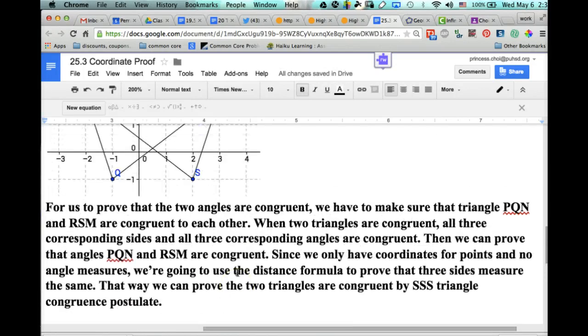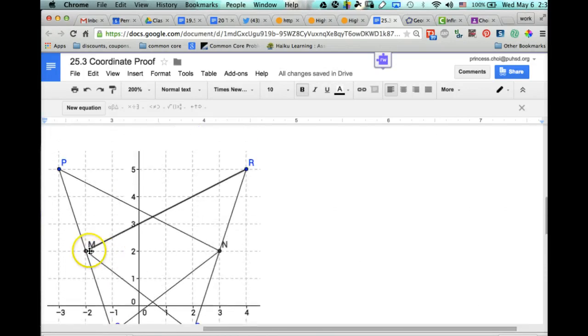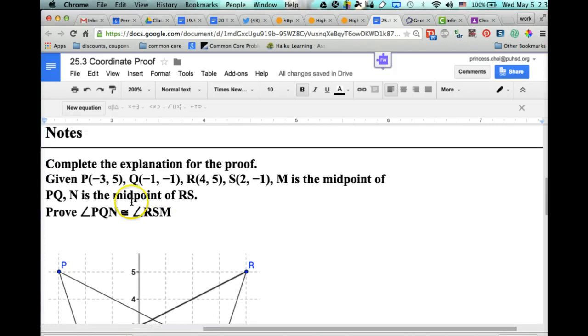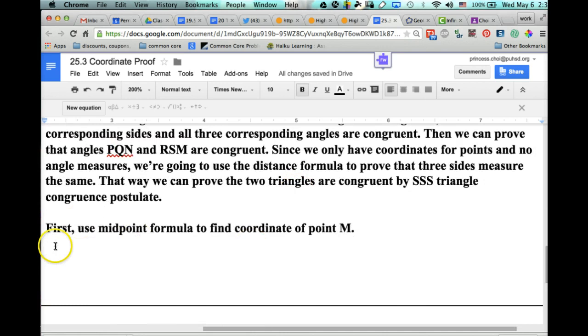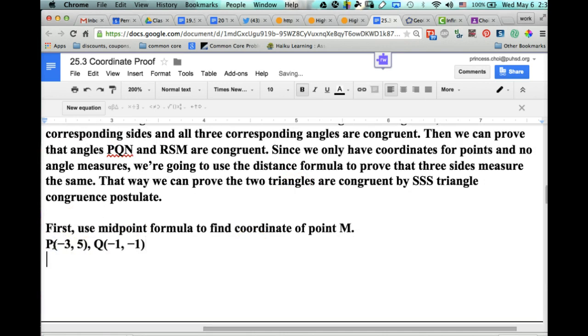In order to find the coordinates of point M, M is right smack in the middle of P and Q. So what formula do we have to use again? I already said it. It's the midpoint formula, right? And we already learned that. So I'm going to go ahead and write the coordinates for P and Q. And then I'm just going to go ahead and use the formula to find point M, right? Okay. And remember we talked about this. You have to add the 2 points for X and then divide it by 2, right?